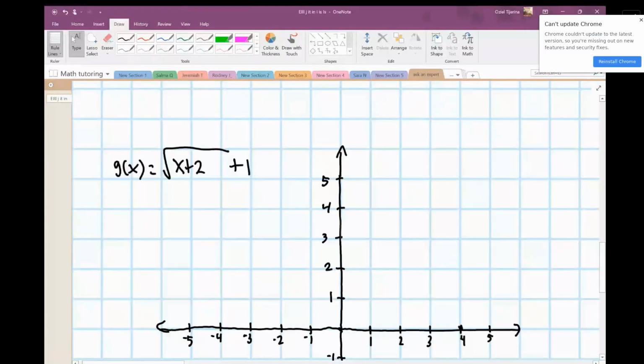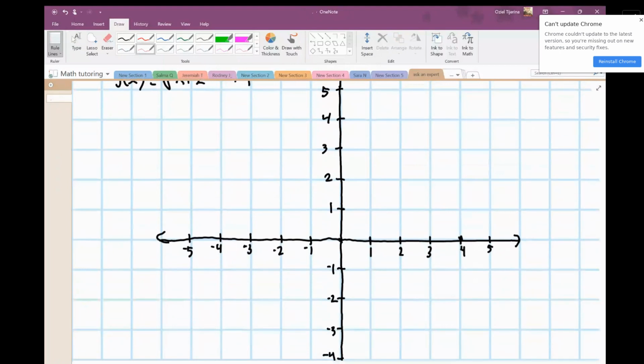Okay, so we have this function here, the square root of x plus 2 plus 1. There's two ways to do this. You can try to graph the square root of x and then translate it, or you can do a table of values and just do it like that. Like do the table of values and then evaluate for certain x values what it would be. It really doesn't matter as long as you're doing it correctly.